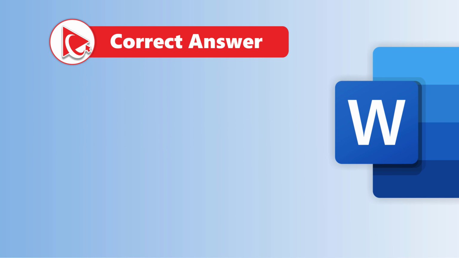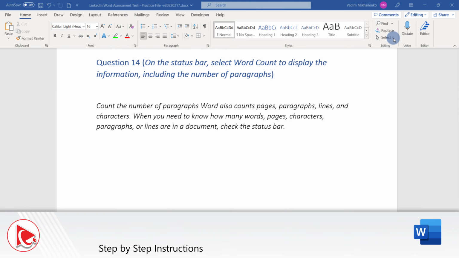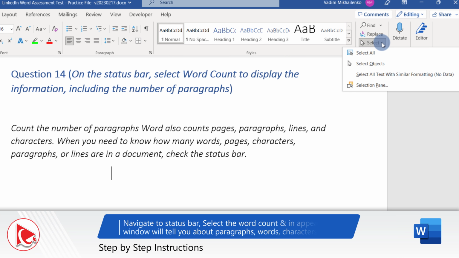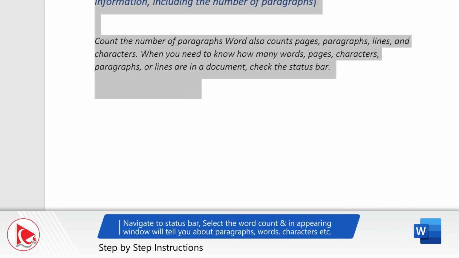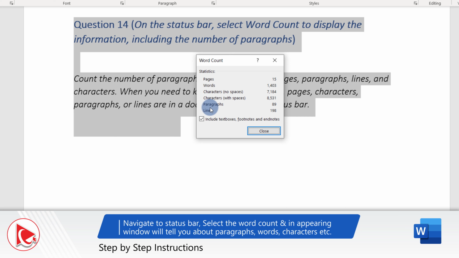I believe choice A represents the correct answer. On the status bar, select word count to display the information, including the number of paragraphs. Let me demonstrate. In Microsoft Word, I am going to click Select, and then select All. And then in the bottom corner of the Word document, I am going to select Word Count. And once I click it, the second from the bottom is the number of paragraphs, which is 89 in my case.